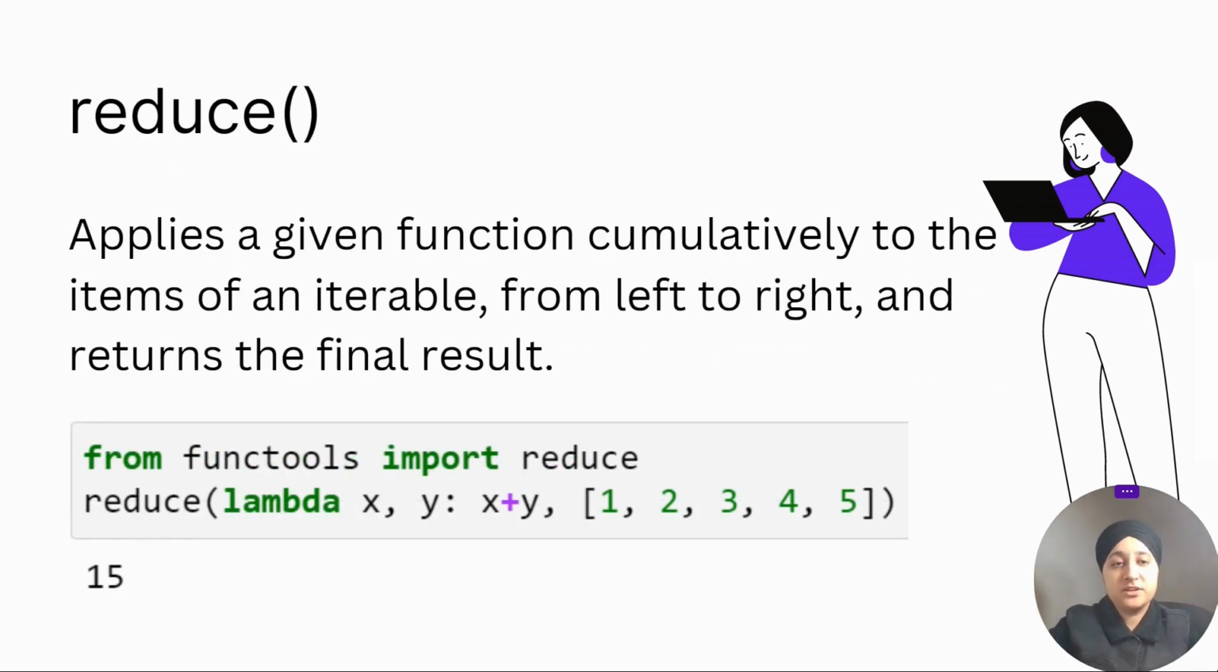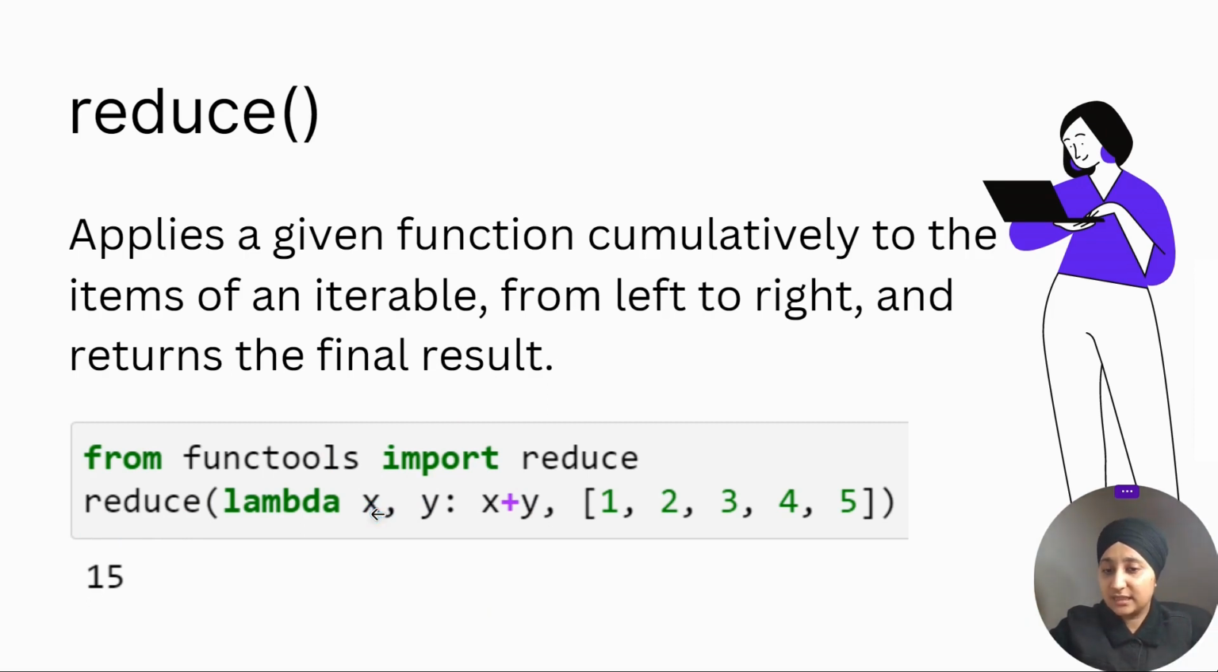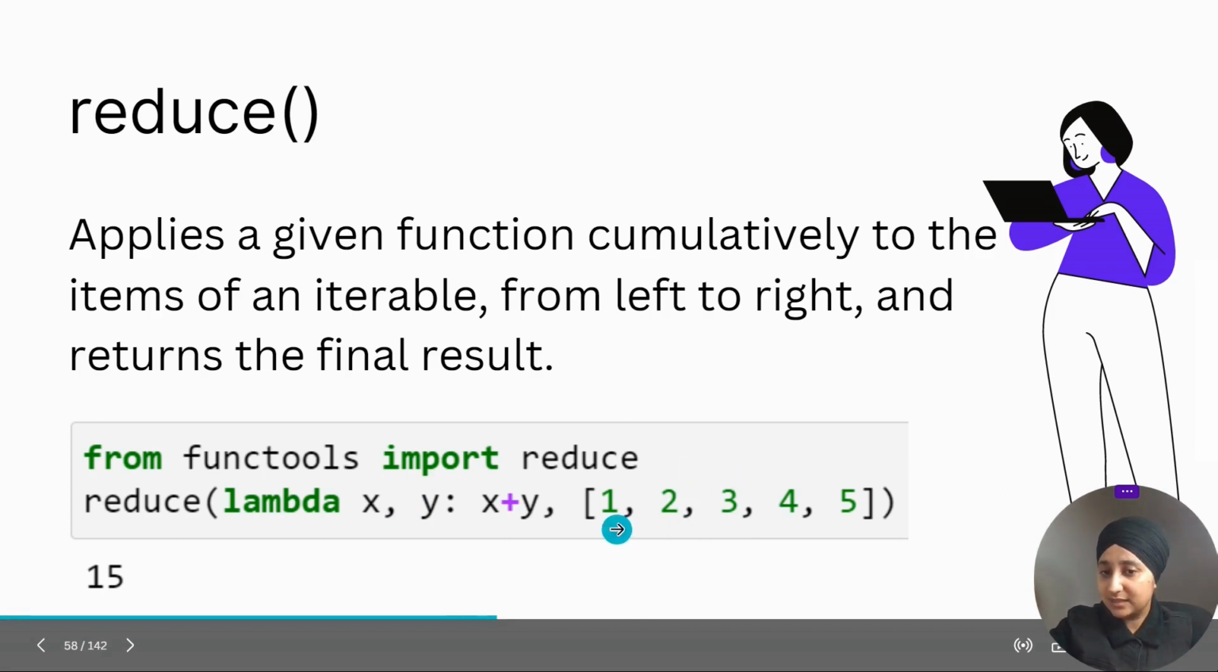Reduce. The reduce function applies a given function cumulatively to the items of an iterable from left to right and returns the final result. The reduce function has to be imported from functools. And this is a function. Here we are using lambda again. We are using two parameters here, x and y. X and y, we are taking the elements from the iterable list that contains the elements 1, 2, 3, 4, 5, right?